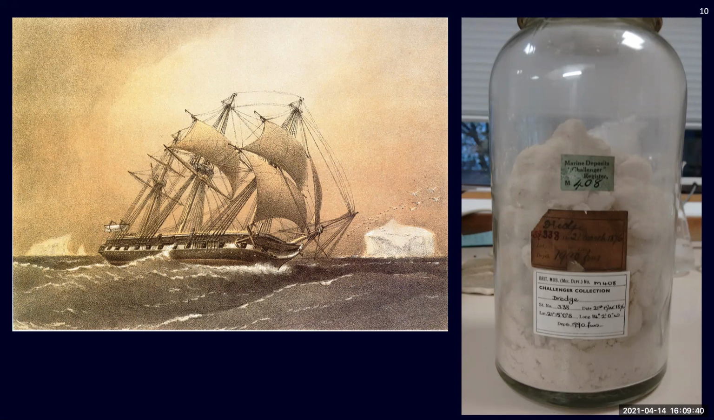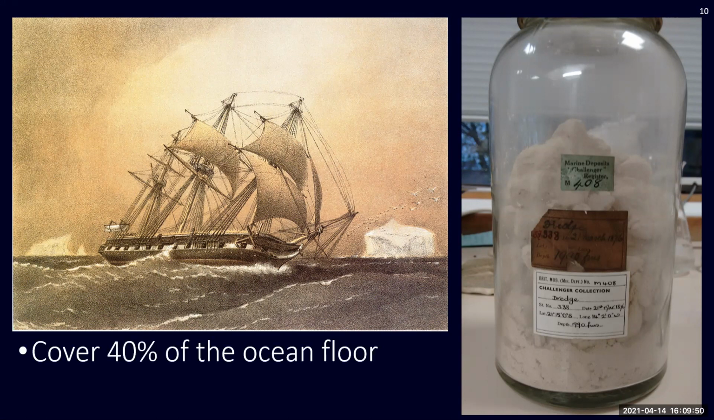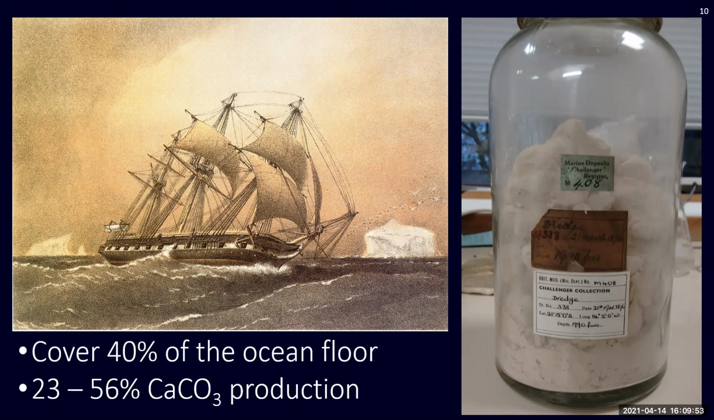is essentially covered in mud. It's so densely packed with forams that in places it's known as foraminifera ooze. And modern estimates suggest that forams cover around 40% of the ocean floor and account for 23 to 56% of calcium carbonate production. So again, these are huge producers of calcium carbonate, and understanding how rapidly carbon is removed from the ocean and stored in long-term storage is a really important variable to include in climate change models.